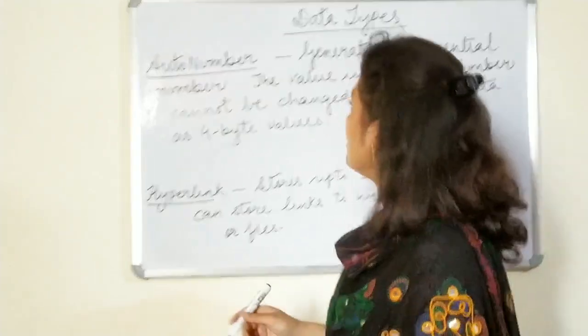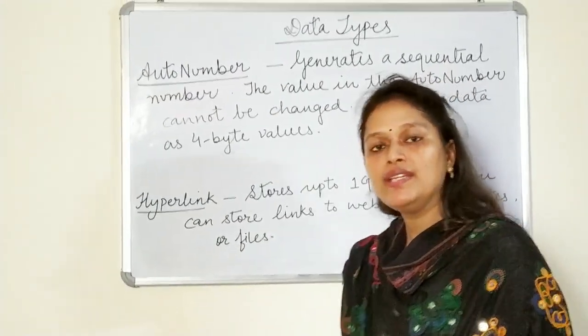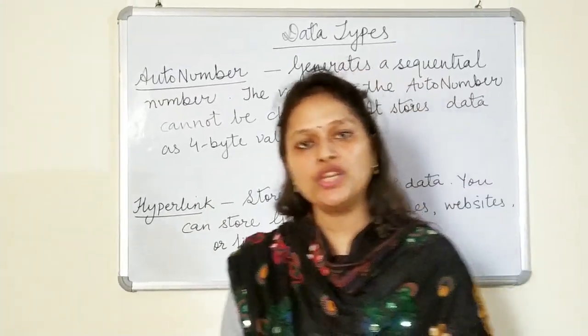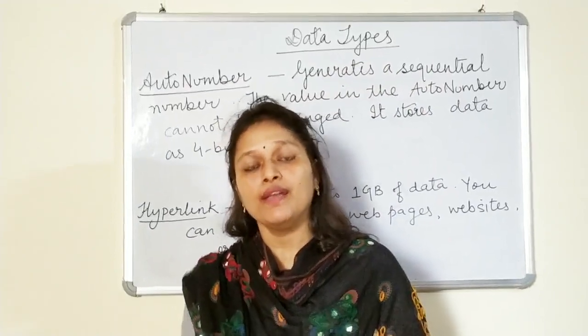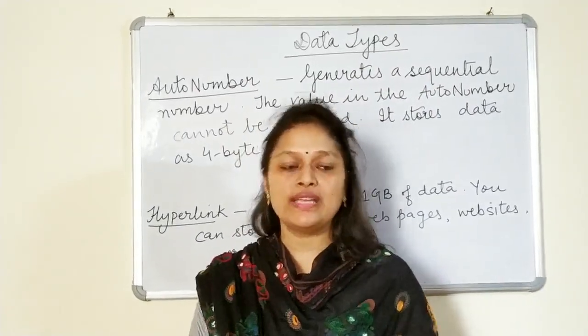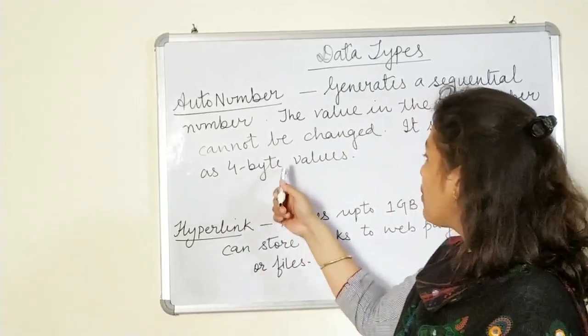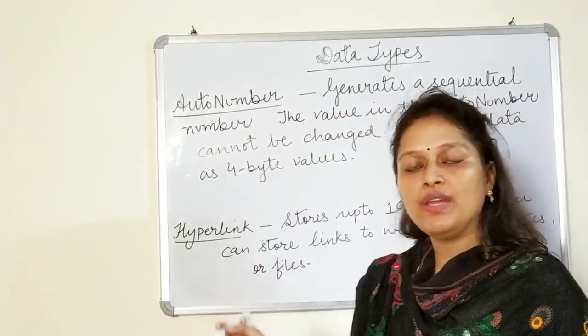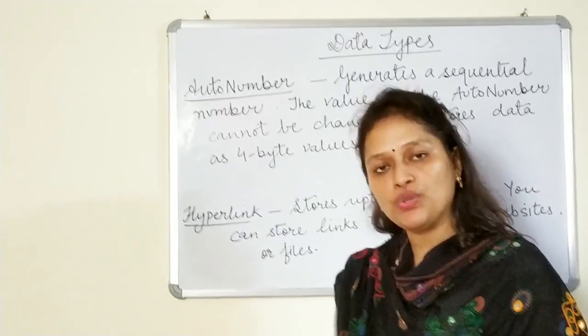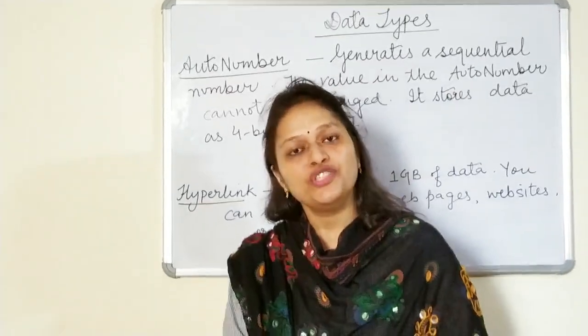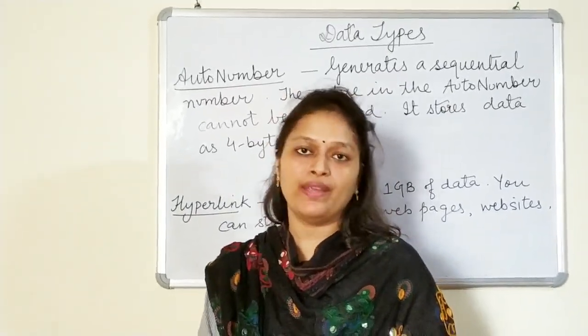So auto number is what? It generates a sequential number automatically whenever a new record is entered in the table. It stores values as 4-byte values. These values cannot be changed in auto number, and these are generally used as a primary key.